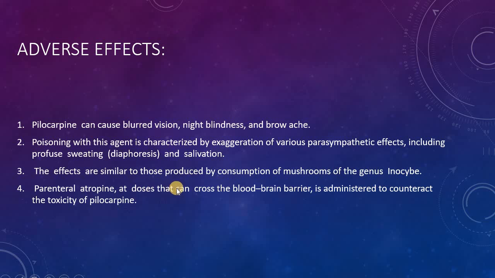Parenteral atropine at doses that can cross the blood-brain barrier is administered to counteract the toxicity of pilocarpine. If any toxicity happens with pilocarpine, you have to give parenteral atropine, which is the antidote. If you consumed Inocybe mushroom and you are suffering with diaphoresis, you can give atropine too. This is also a clinically important point for the cholinergic agonists.